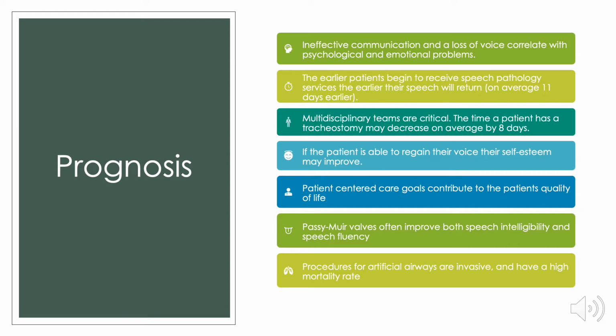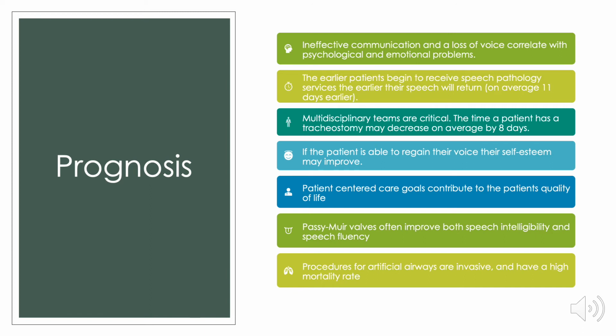There are many prognostic variables associated with trachs and vents. It has been found that if patients cannot effectively communicate, they are more likely to have psychological and emotional problems. The earlier a patient receives services to be able to communicate again, the earlier their speech may return. Additionally, multidisciplinary teams also increase positive patient outcomes. The younger a person is, the more likely they will be able to be taken off mechanical ventilation. Having a return of voice earlier allows patients to receive better care in the ICU since they can more effectively communicate their wants and needs again, such as pain and other symptoms.